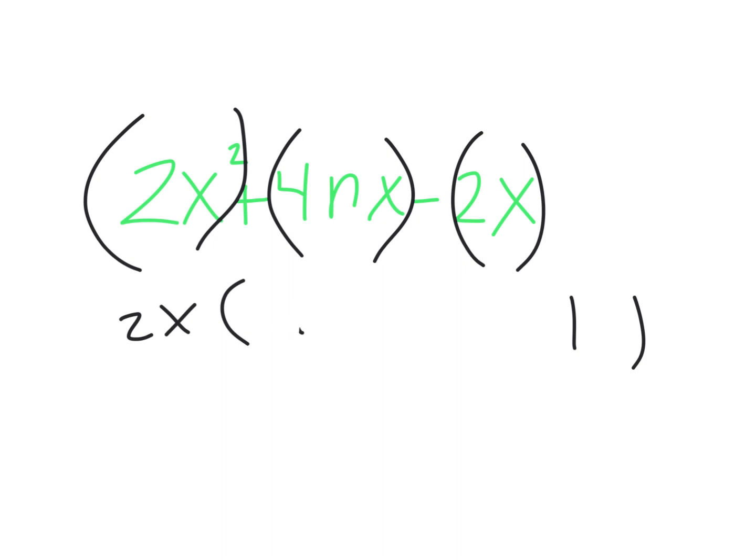What goes in the front part of the parenthesis? Say it if you know it. X is correct. Okay? Because 2x times x would make our 2x squared. And last but not least, what needs to go in the middle? 2n. Excellent. And that times that makes our 4xn.